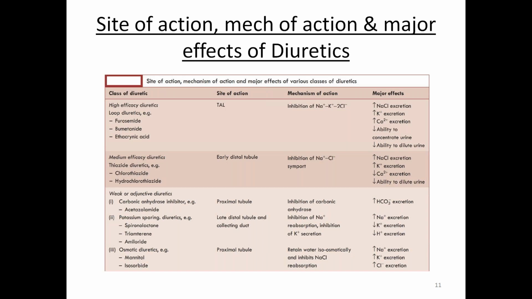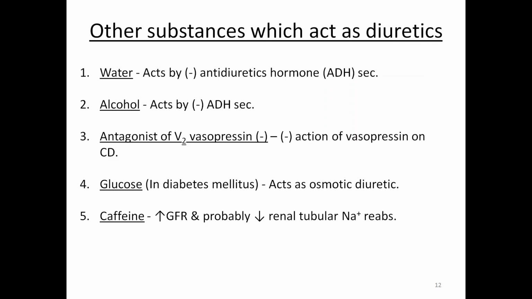And finally, you have osmotic diuretics like mannitol, isosorbide, also both very commonly used, again, in the PCT. They retain water isoosmotically and inhibit sodium chloride reabsorption. So they lead to increase in sodium, potassium, and chloride excretion. So this table is pretty important.